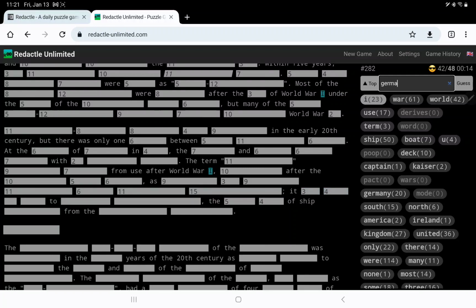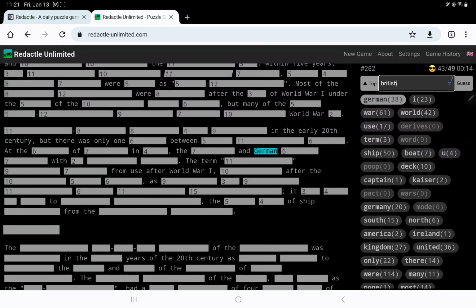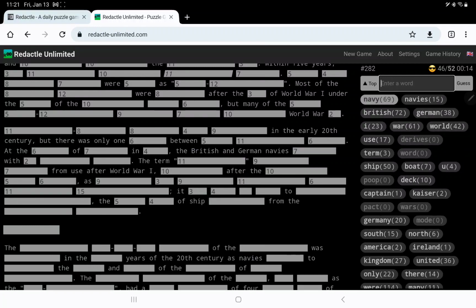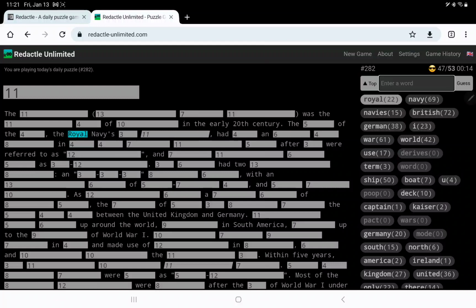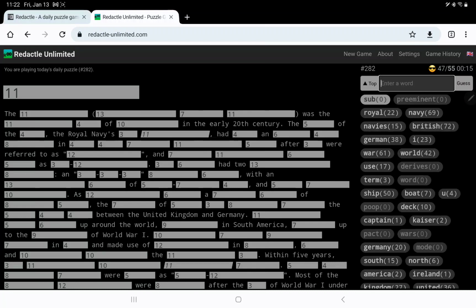We did have Germany. Let's just try German. And let's try British. The British and German navies. Yes, and let's try Navy. The Royal Navies 3, 11. The 11 was the something 4 of 10 in the early 20th century. How many letters in preeminent? No. Oh well. The something of the something. The Royal Navy's sub? I don't think it would be sub. No.